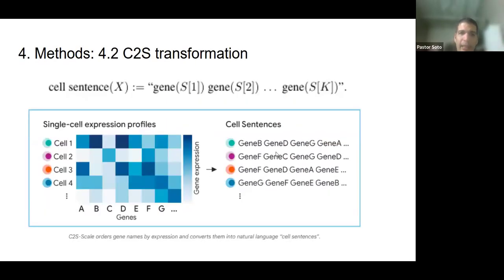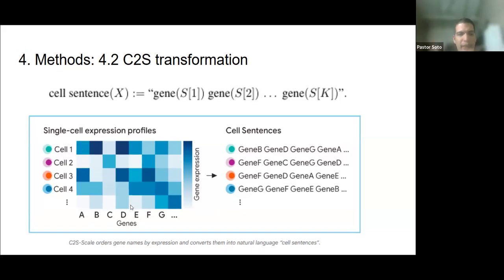And this is what the cell sentence is. Each cell has a different range of genes, right? And those genes are ranked by their expression level, and they order those genes based on the expression level, which is what is represented in this image.